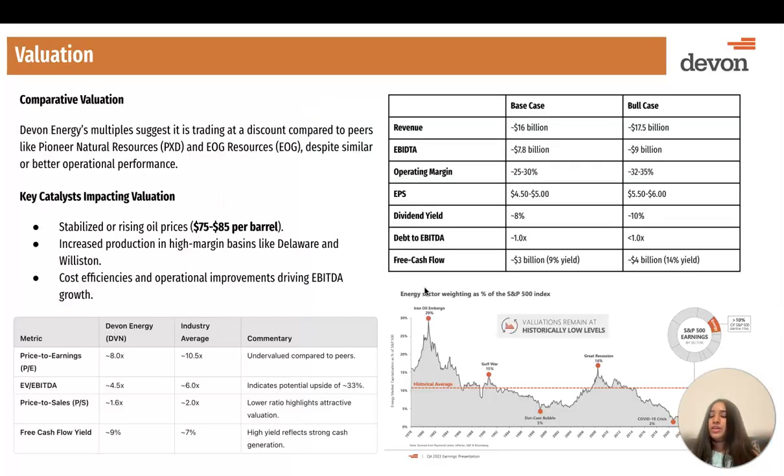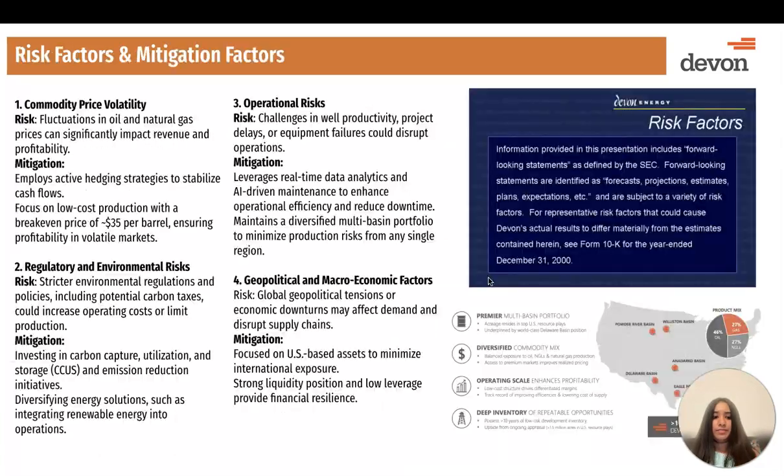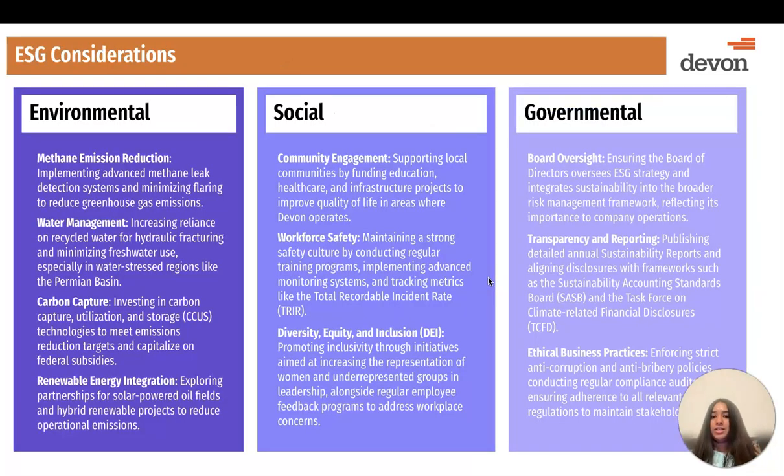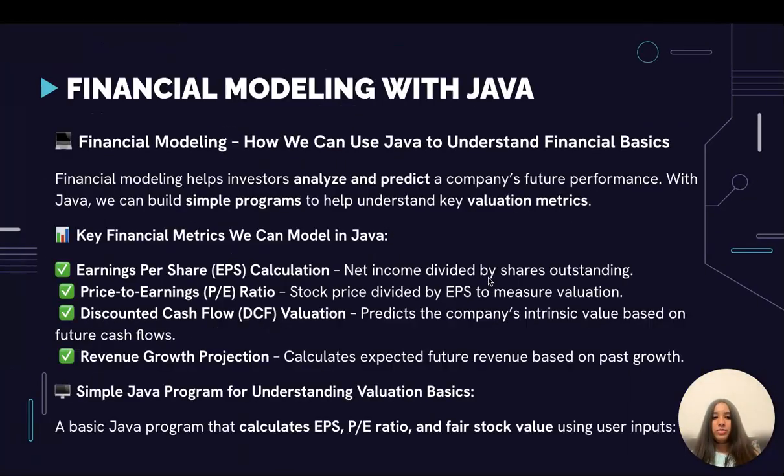Then with the evaluation, we talk about all the specific financial metrics that I mentioned before, like the revenue, EBITDA, operating margin, and etc. Next, here are the risks and the mitigation factors, like commodity price volatility, regulatory and environmental risks, or even operational risks, as well as geopolitical and macroeconomic factors. Then we talk about ESG considerations and how it really impacts the environmental, social, and governmental state of the stock market.